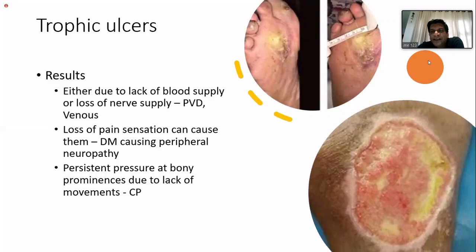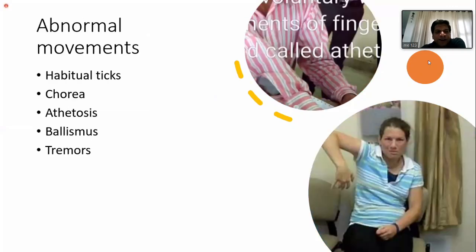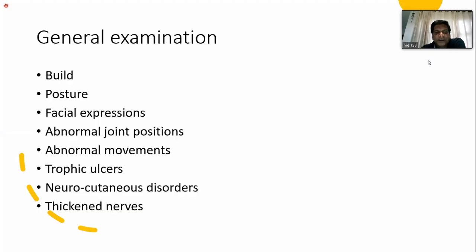So in a neurological examination, it's important to look for pressure sores or neurological sores as well, right? It's a common problem in children with cerebral palsy, right? Because they stay in the same position and that causes skin necrosis. Is it clear? Any questions? Any questions up to now?